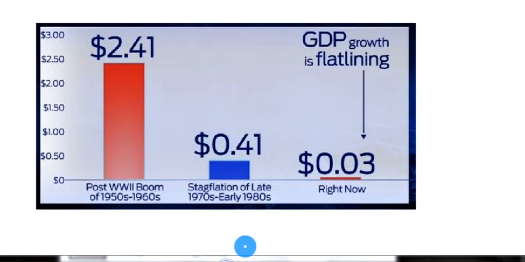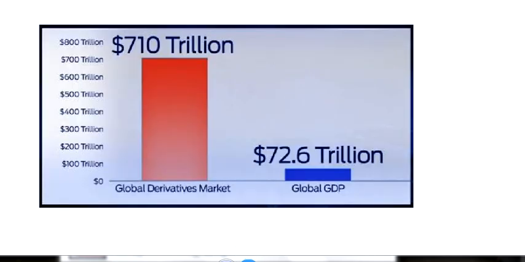So anyway, that's an interesting chart. Let's see. Here's another interesting chart. Global GDP is $72.6 trillion annually. But the global derivatives market is $710 trillion. Why is there a global derivatives market? Well, the reason there's a global derivatives market, and one this big anyway, is because there's no yield.